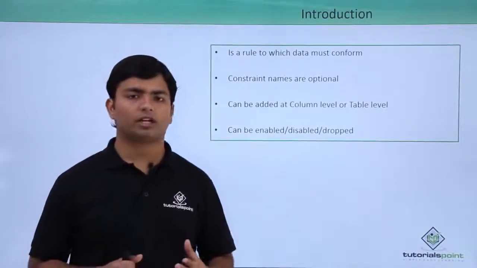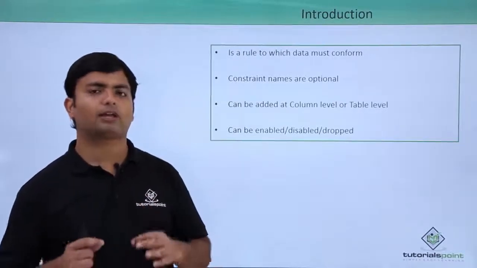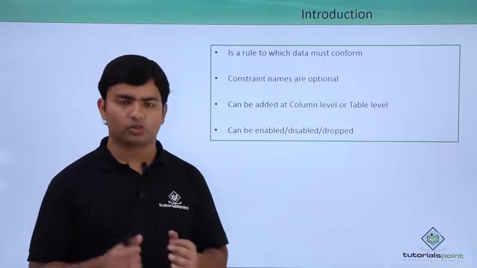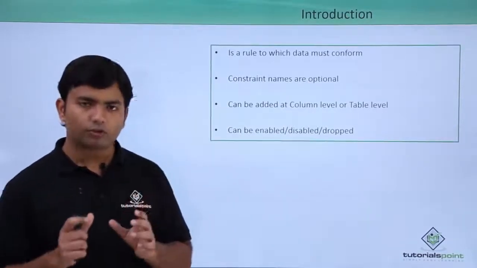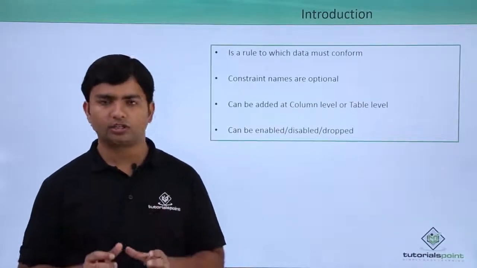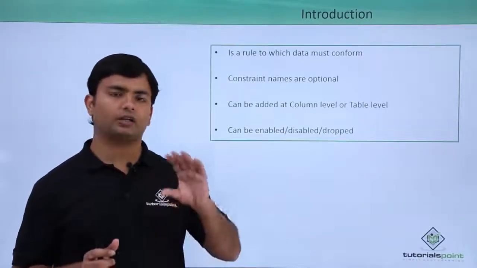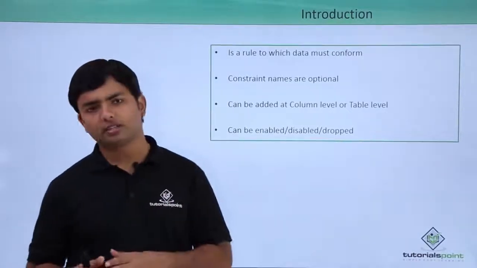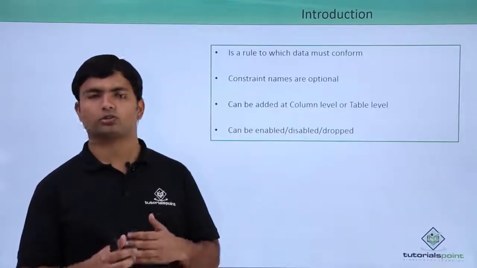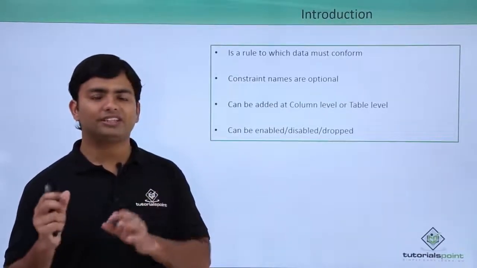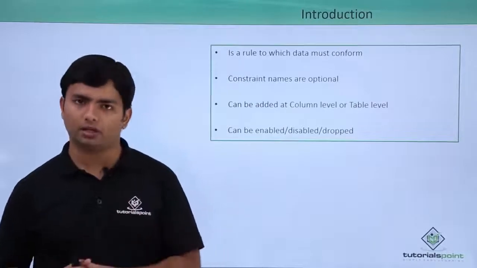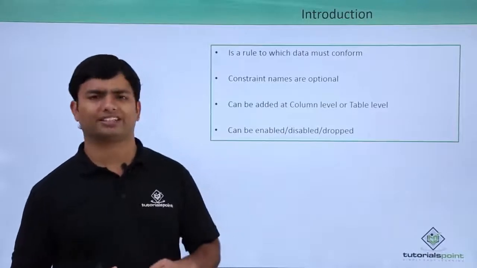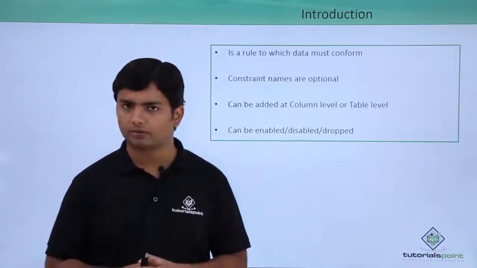If the incoming value is proper, only then it will be allowed to enter in the table, otherwise it will be declined with an error message. If you want to create the constraint, you can either specify the name of the constraint or not. Basically, if you specify the name, later when you want to disable it or enable it, it will be easier because you have given your own name. But if you do not assign any name, the Oracle server will implicitly assign a name to that constraint.